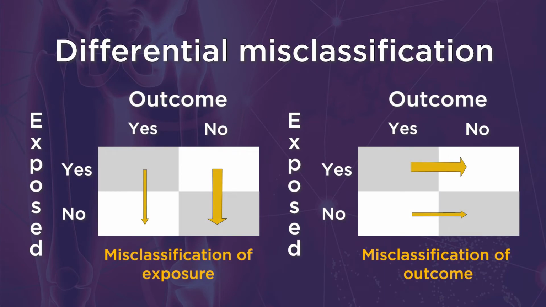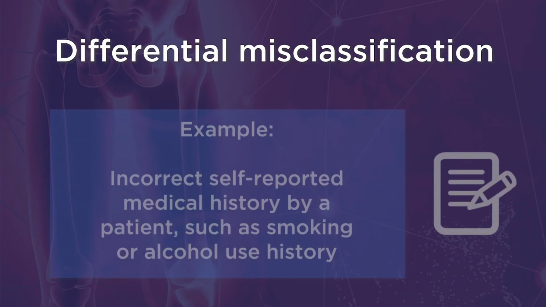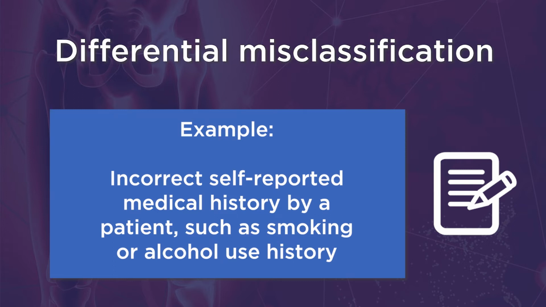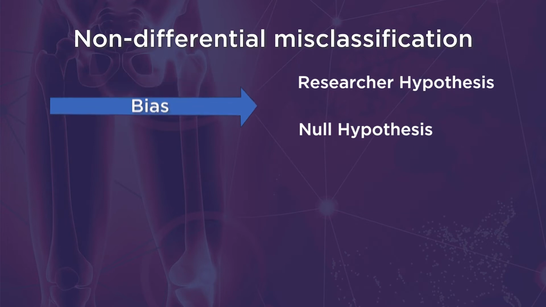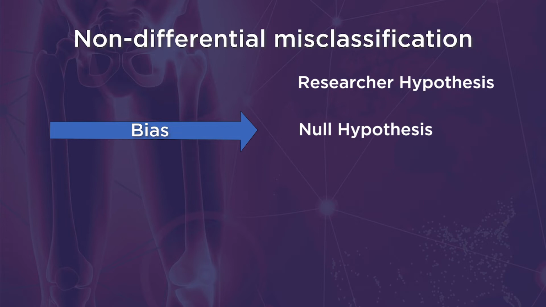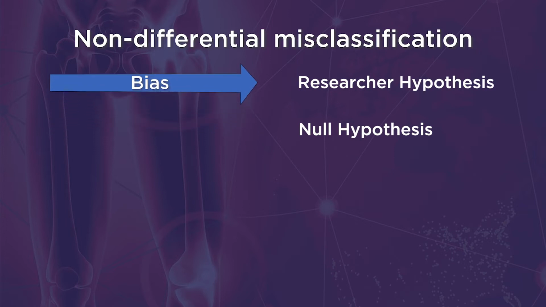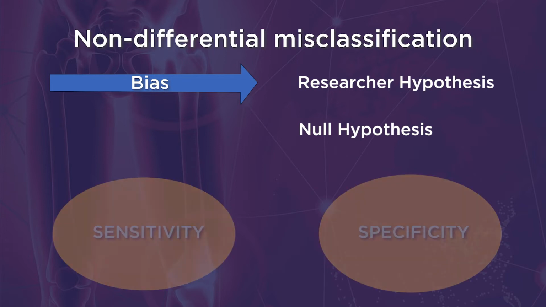Differential misclassification occurs when the probability of being misclassified differs between comparison groups. Differential misclassification may result in either over or underestimation of the association between the exposure and the outcome. A common cause of differential misclassification of the exposure is the incorrect self-reporting of medical history by a patient. For example, smokers are less likely to report their tobacco use prior to undergoing surgery, and thus are incorrectly classified as non-smokers. Non-differential misclassification generally biases results towards the null hypothesis, meaning the true association between an exposure variable and an outcome variable may not be identified. Yet, there are situations when risk estimates are biased away from the null hypothesis. The bias in the results depends on sensitivity and specificity.